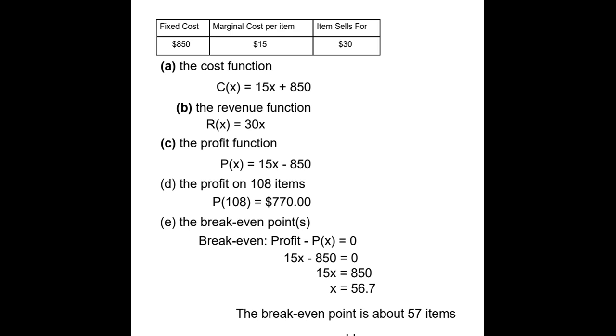When I divide by 15 on both sides, this gives me x is equal to 56.6666 repeating, and I just rounded to one decimal point. So just be very careful on how many decimal places your homework wants you to give an answer to. But in this case, I'm just going to round it to the nearest whole number. So the break-even point, there was only one point because it's a line, is 57 items sold. So I had to sell 57 items in order to not lose any money, but at the same time not gain any money.